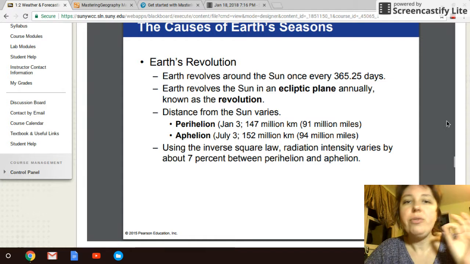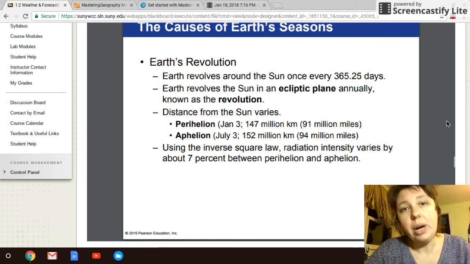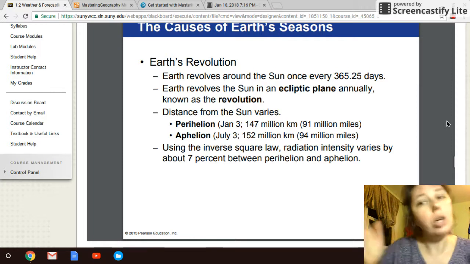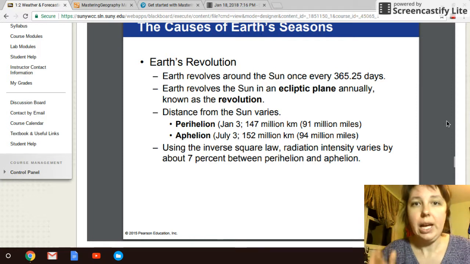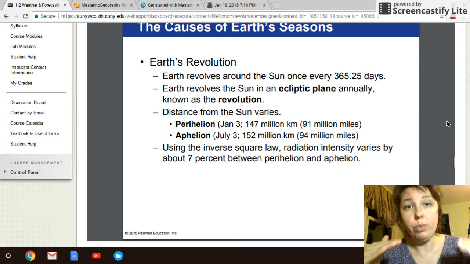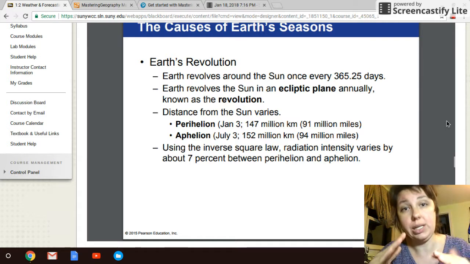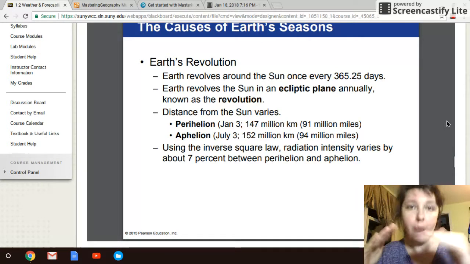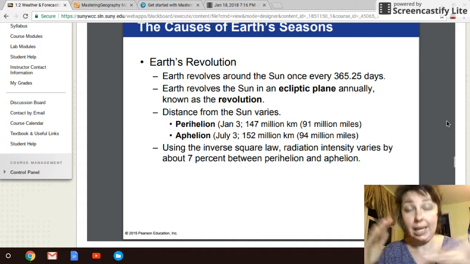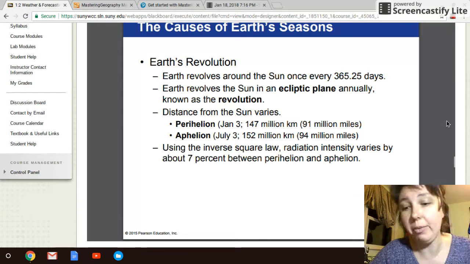The reason for seasons is not the proximity to the Sun, so it's not how close we are at a given time of year, it's the angle of sunlight reaching the Earth. So the reason why we will have a warm season and a cold season has to do with the direct angle of sunlight, how much sunlight is directly hitting the Earth's surface at any given time of year.